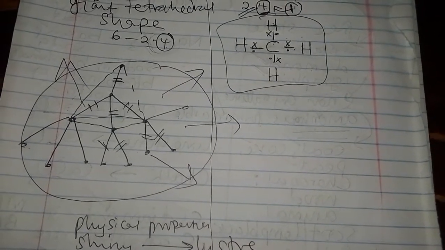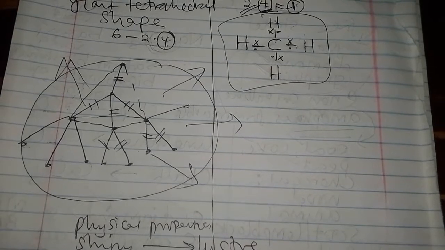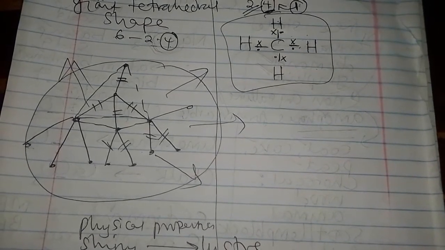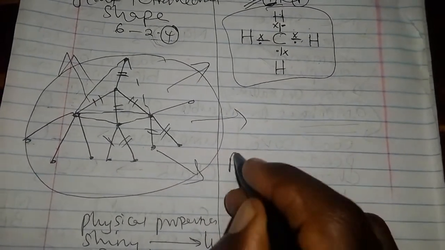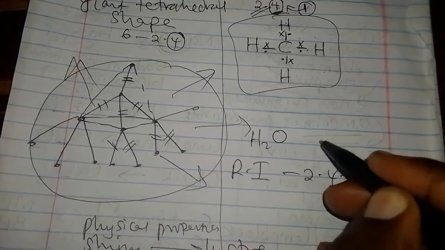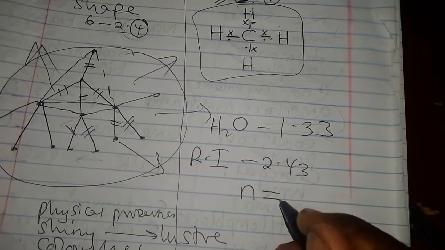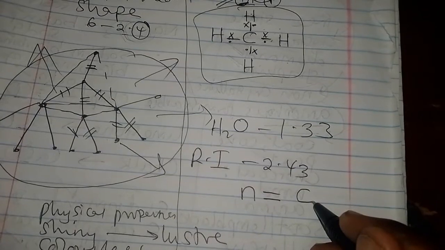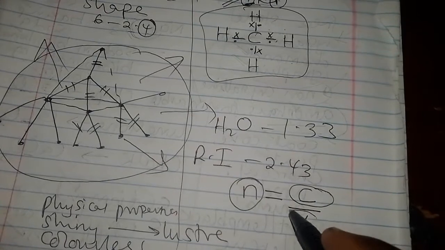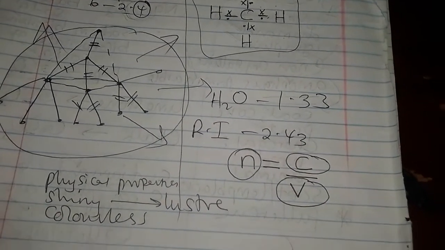That's like the way new iron sheets look. So it has a high refractive index or a high optical dispersion, so it becomes a very shiny substance, or a substance with a higher luster. The refractive index of diamond is taken to be 2.43. Compare this with that of water, which is 1.33. Like the physicists will say, the refractive index of a substance equals the velocity of light in empty space over the velocity of light in a particular medium. That gives you the refractive index.